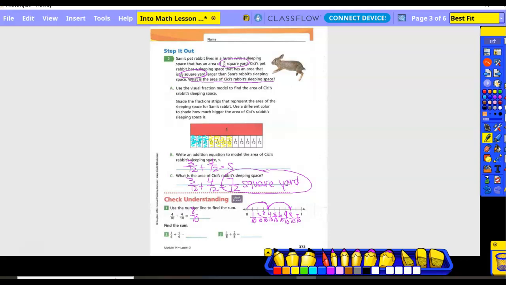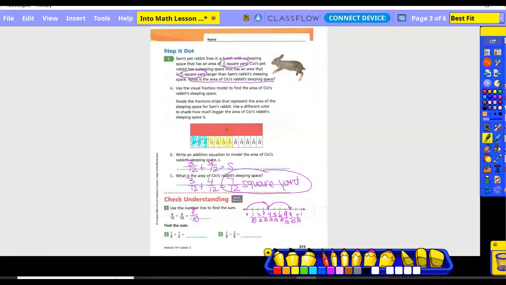Find the sum of 1/4 plus 1/4. What do I have to have in order to add or subtract fractions? This is a common denominator. So you have to have a common denominator in order to do that. If you don't, you can still do that. You just have to find a common denominator first, correct? Okay. So are we good to go?